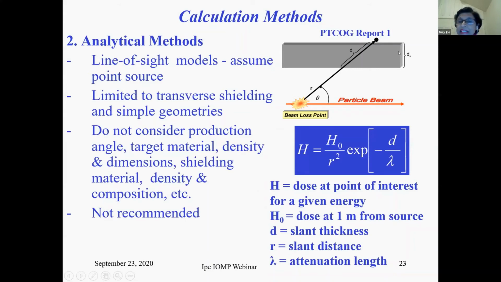So we see a schematic here. Here, the dose outside the shielding is given by this expression, where H0 is the dose at 1 meter from the source, R is the distance to the point of interest, and D is the slant thickness of the shielding, lambda is the attenuation length, and this is the production angle theta. Unfortunately, these methods are just limited to transverse shielding and simple geometries, and they do not consider the production angle, the target material, the density, the dimensions, the shielding material, its composition, etc. So they are not recommended for use.